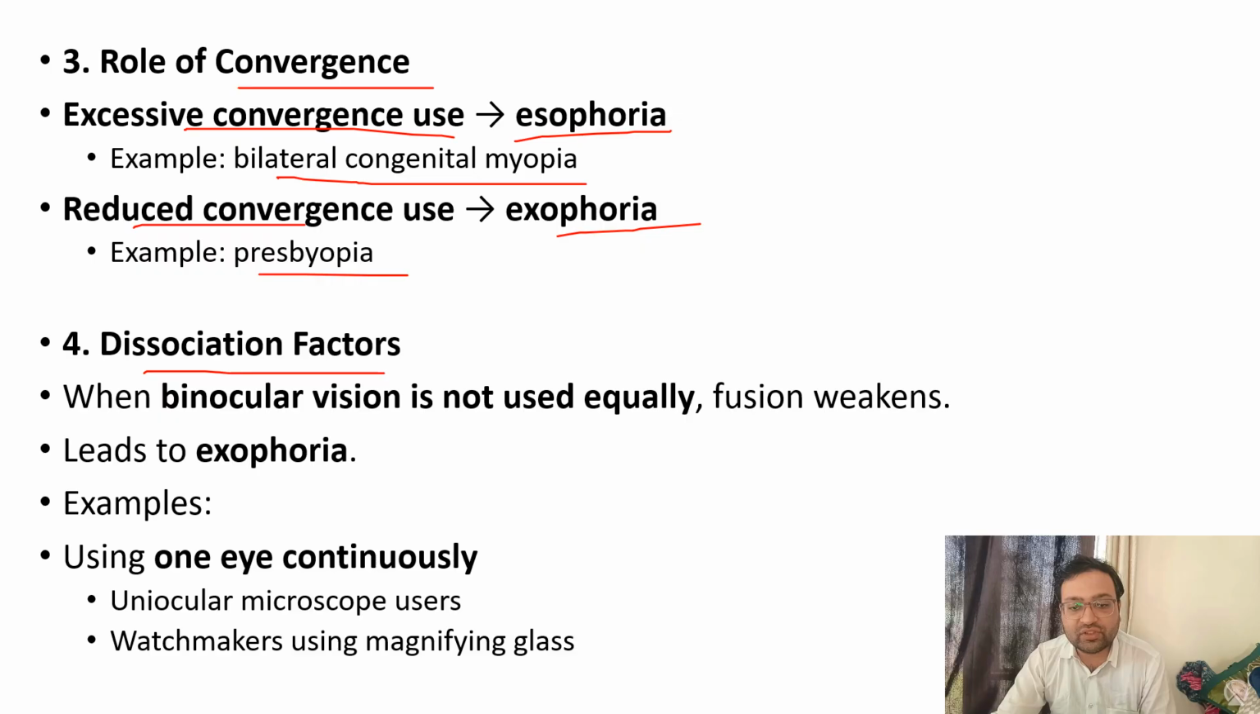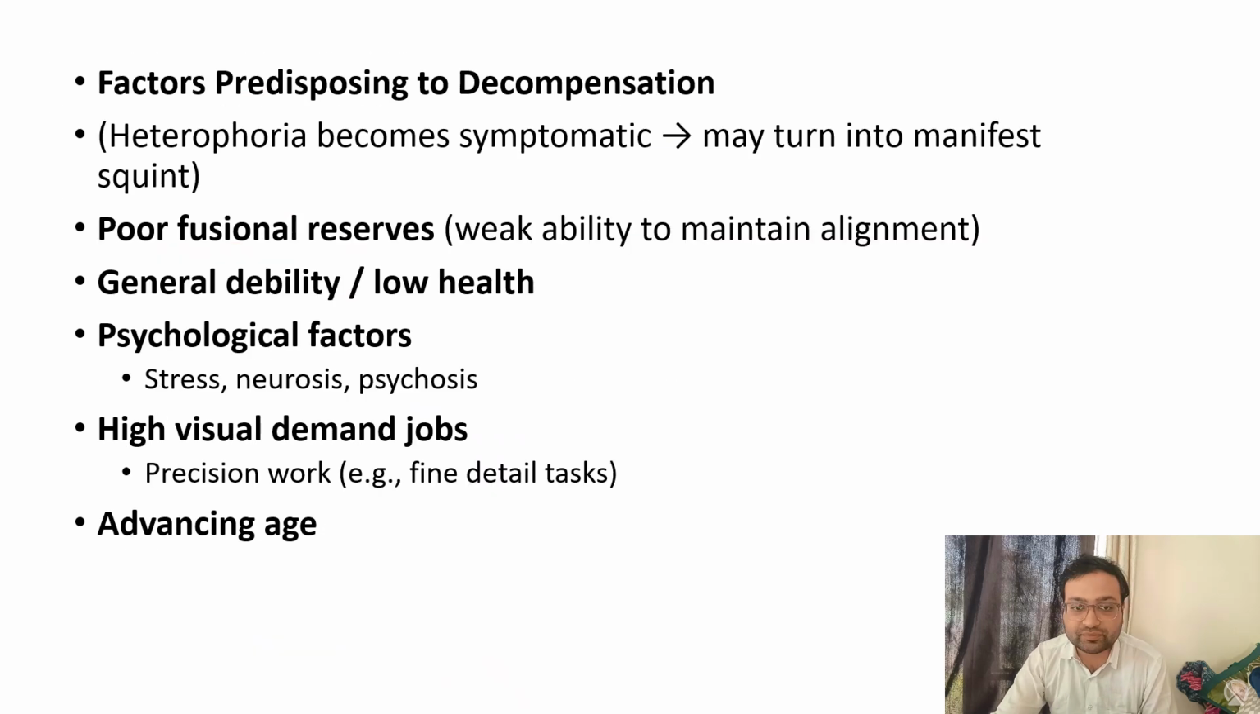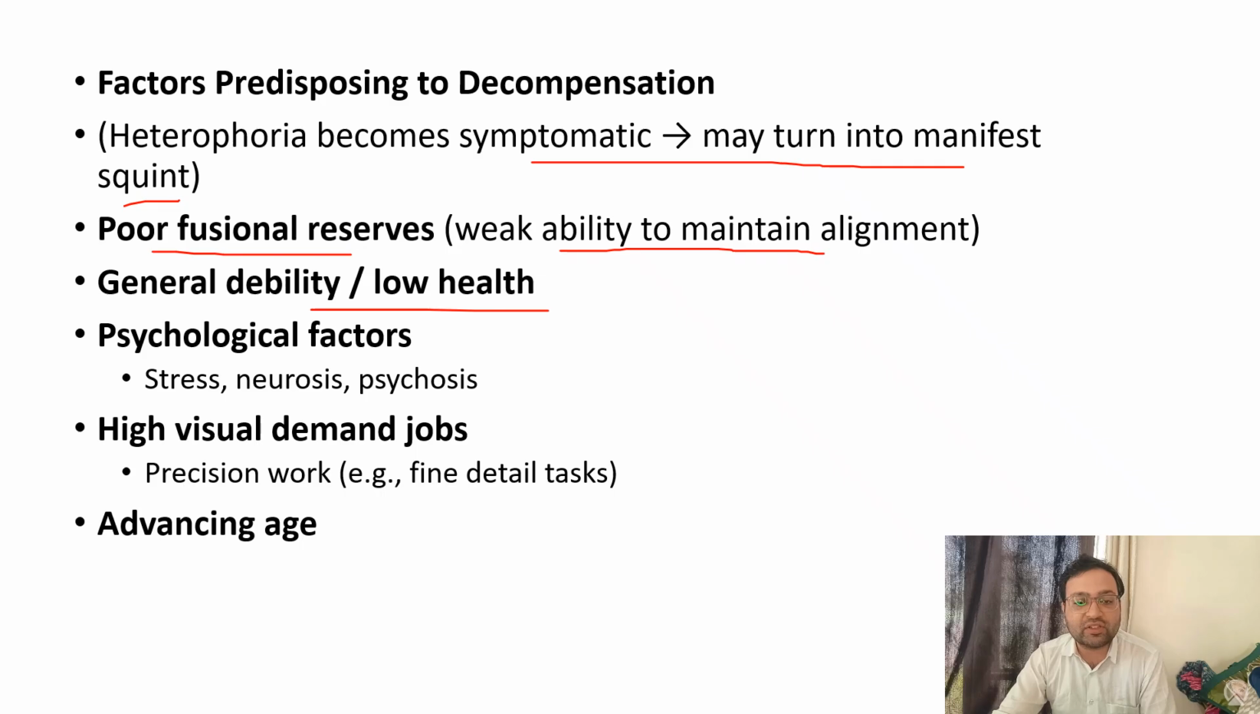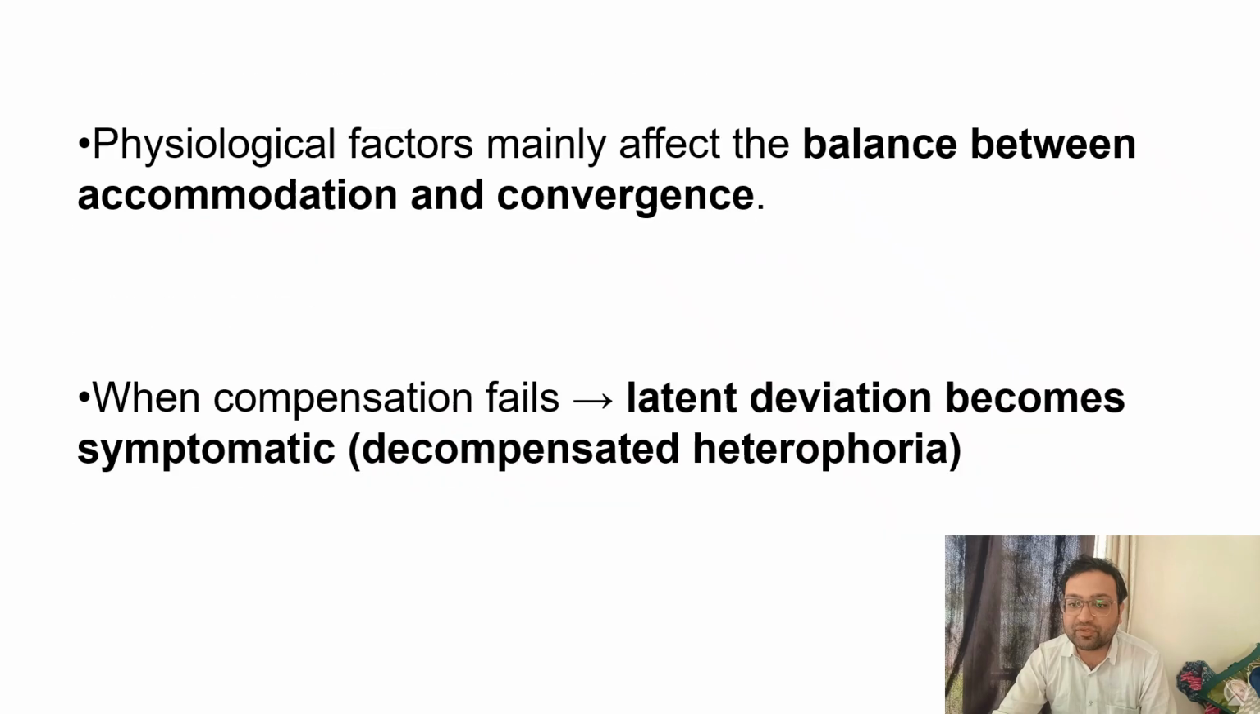Then coming on to the dissociation factors: when binocular vision is not used equally, the fusion weakens. This leads to exophoria. An example is using one eye continuously, as in uniocular microscope users and watchmakers using a magnifying glass. Then factors predisposing to decompensation. First, heterophoria becomes symptomatic and may turn into a manifest squint. There are poor fusional reserves, a weak ability to maintain alignment, general debility, low health, psychological factors like stress, neurosis, psychosis, high visual demand jobs like precision work and fine detailed tasks, as well as advancing age. These are all the factors which lead to decompensation.